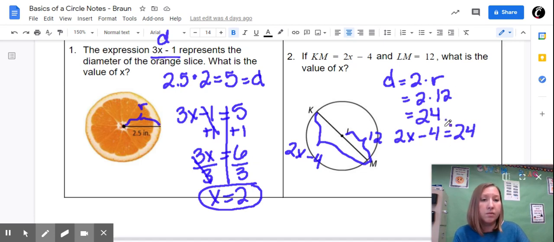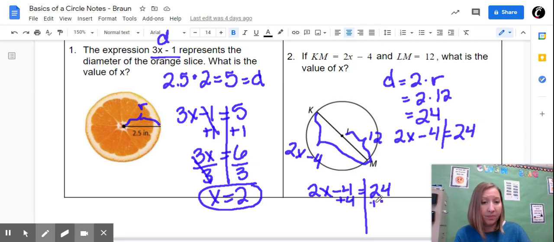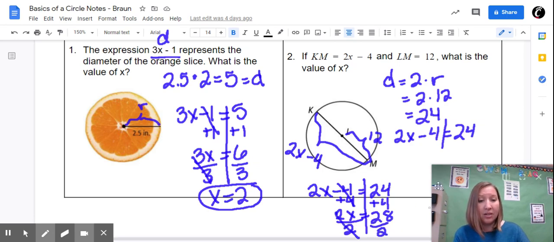All right, now line down the equal sign, and I'm going to use opposite operations. And I'm just going to bring that down here so we have a little more space to write, since my video box is in the way. All right, so I'm going to add 4 on both sides, which will leave me with 2x on the left and 28 on the right. Then to get x by itself, I just need to divide by 2. 28 divided by 2 is 14, so x equals 14.